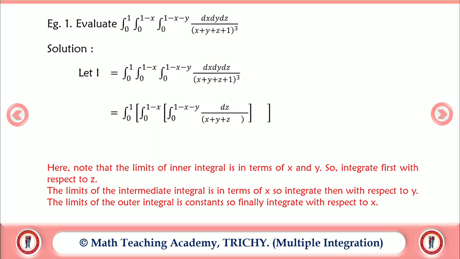So that is equal to integral 0 to 1 into integral 0 to 1 minus x into integral 0 to 1 minus x minus y dz divided by x plus y plus z plus 1 whole cube into dy into dx. Let it be equation number 1. Now we have to integrate the innermost integral with respect to z.